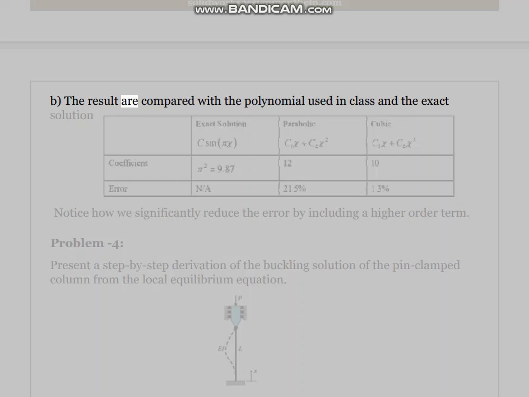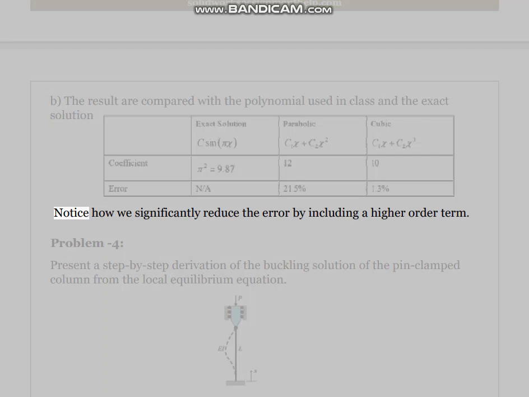B. The results are compared with the polynomial used in class and the exact solution. Notice how we significantly reduce the error by including a higher order term.